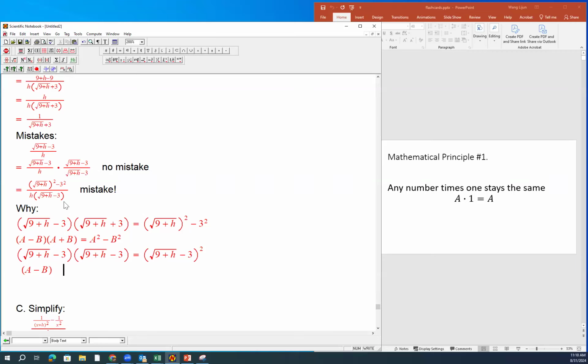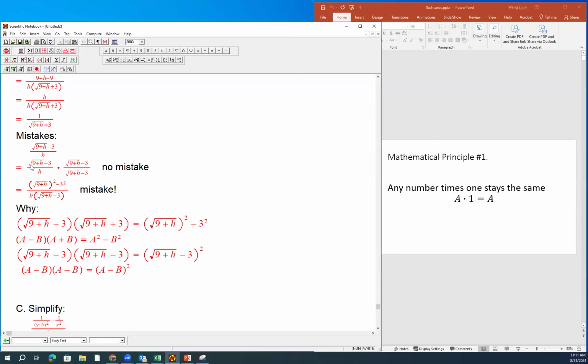Where's my mouse? Okay, here. Multiply A minus B. Hold on, I'll fix it. All right, so A minus B times A minus B. A minus B times A minus B is A minus B squared.